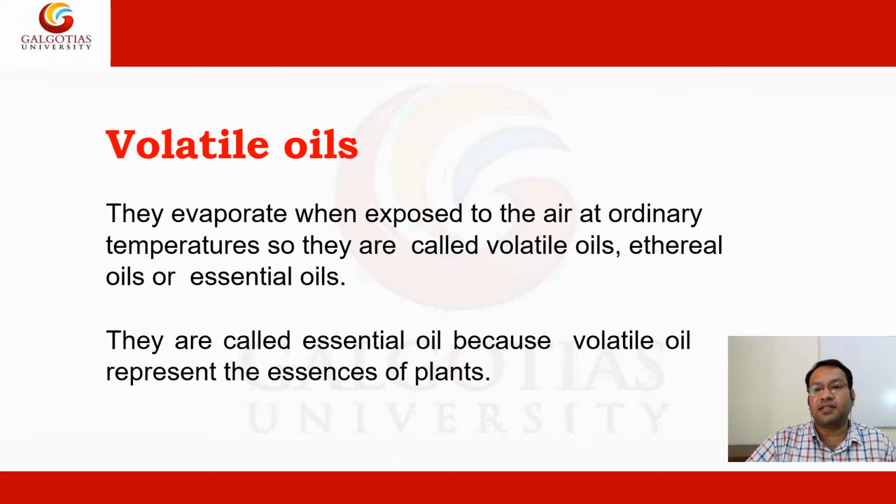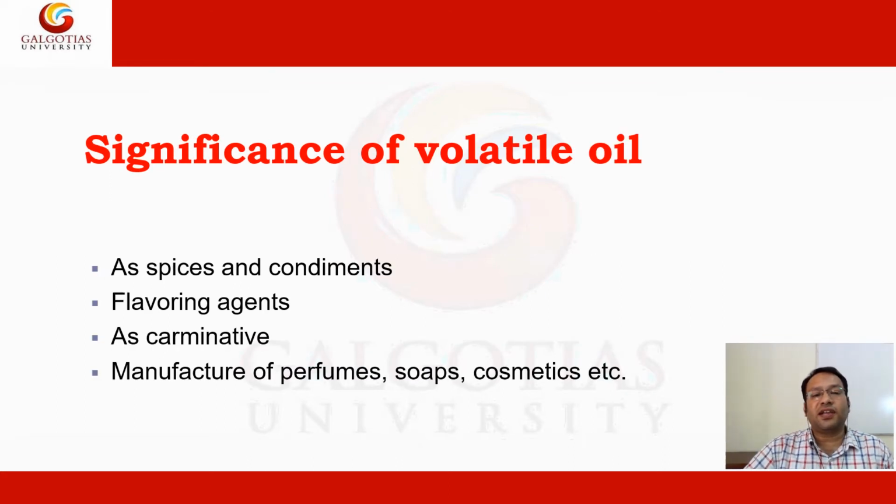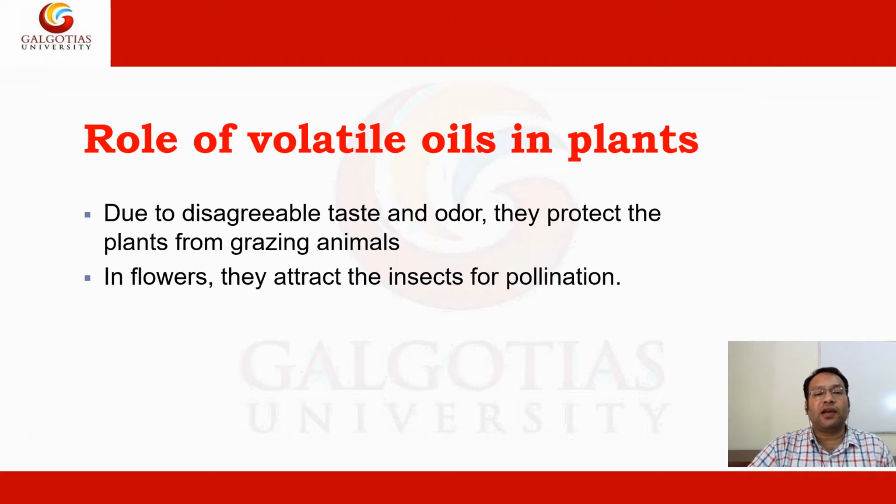They are terpenes basically. Significance of volatile oil: as a species and spices and condiment, flavoring agent, carminative, manufacture of perfume, soap, cosmetic. There are the different types of perfume which are used nowadays. Basically, they are volatile oil. Okay. Role of volatile oil in plants.